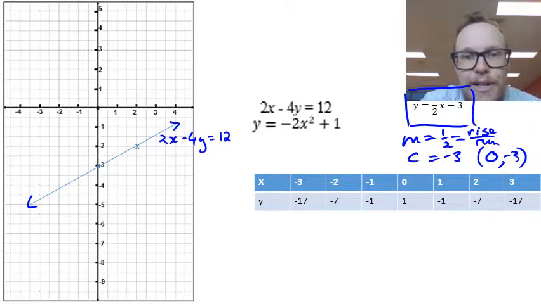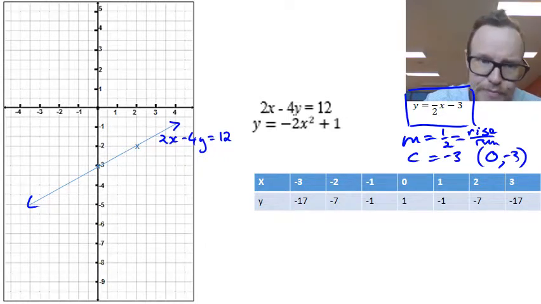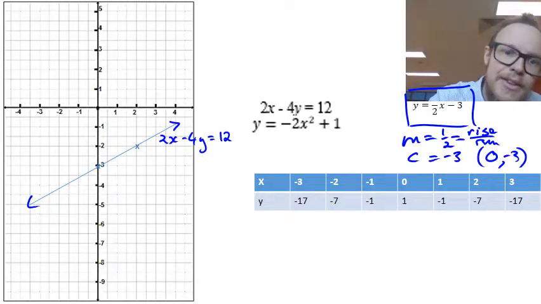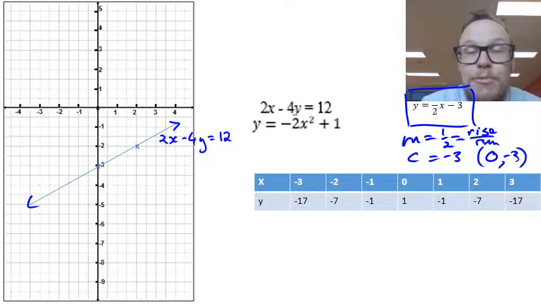So we need to find another point. So what we could do is find a y value, or even look at what is the y value when x equals 3. So I could say, rather than trying to find the x-intercept, I can find 2 points. I'm going to find the y-intercept. I'm going to find a second point, 2x minus 4y equals 12. I'm going to find a point where x equals 3.